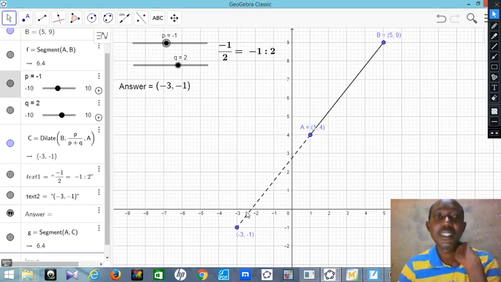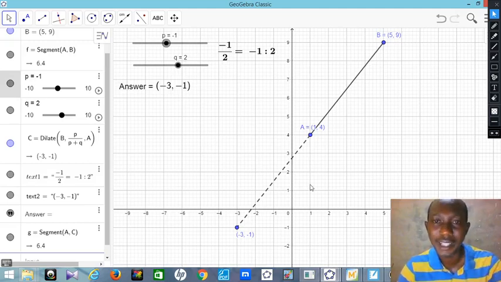A question can also come out like this. They can tell you to divide the line externally, but it's the same formula you are going to use. All you need to know is the formula to use to get the internal or external division.